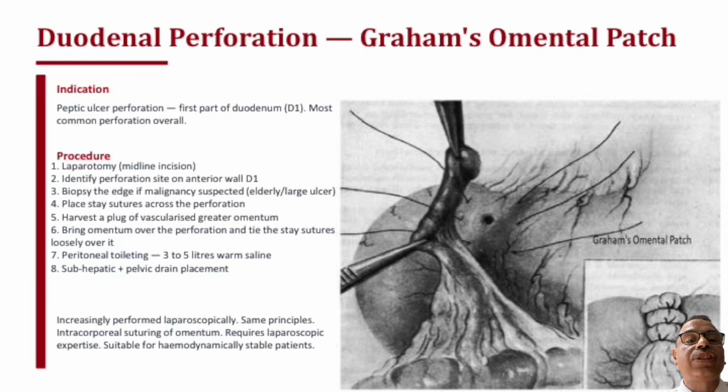Harvest a plug of vascularized greater omentum as shown in this adjoining diagram. Bring the omentum over the perforation and tie these 3 stay sutures loosely. This would seal the perforation. Once this has been done, which is generally source control, a thorough peritoneal wash or peritoneal toileting should be done using 3 to 5 liters of warm saline, and put a subhepatic drain and a pelvic drain.